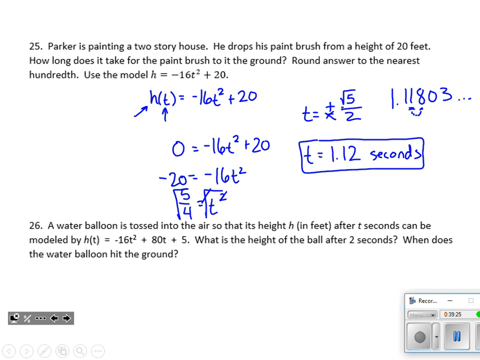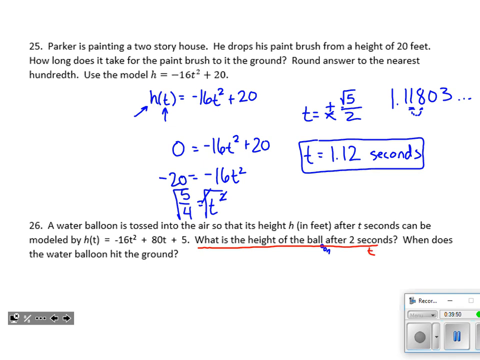And lastly, number 26, a water balloon is tossed into the air so that its height, h in feet, after t seconds can be modeled by this function. That one's written a little bit better with h of t. What is the height of the ball after 2 seconds? Well, should say balloon. After 2 seconds, when does the water balloon hit the ground? So we've got 2 things that we need to calculate here. The first one's pretty easy. What is the height after 2 seconds?